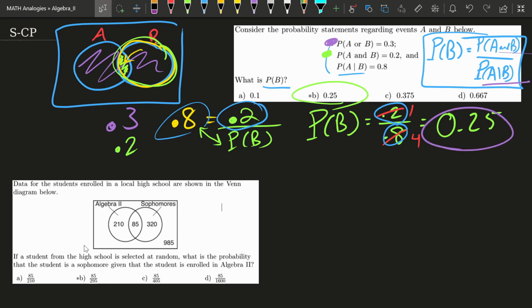to get our answer. Alright, this next problem comes pre-packaged in a nice little Venn diagram, which is awesome. So, how many students are taking Algebra 2? There's 210, and then 85 of which are actually sophomores. In total, that's 295. This is super important to note so we don't accidentally end up with the wrong answer of out of 210.